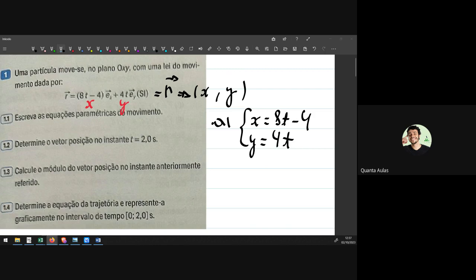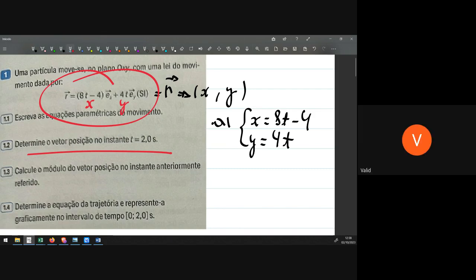Do you know what you need to do in this question? We need to substitute t with 2. Yeah, perfect. Just substitute 2 for the t in this equation, just like that. So can you do this for me? When you get the answer, just tell me, okay? If you have any doubt, just tell me too.